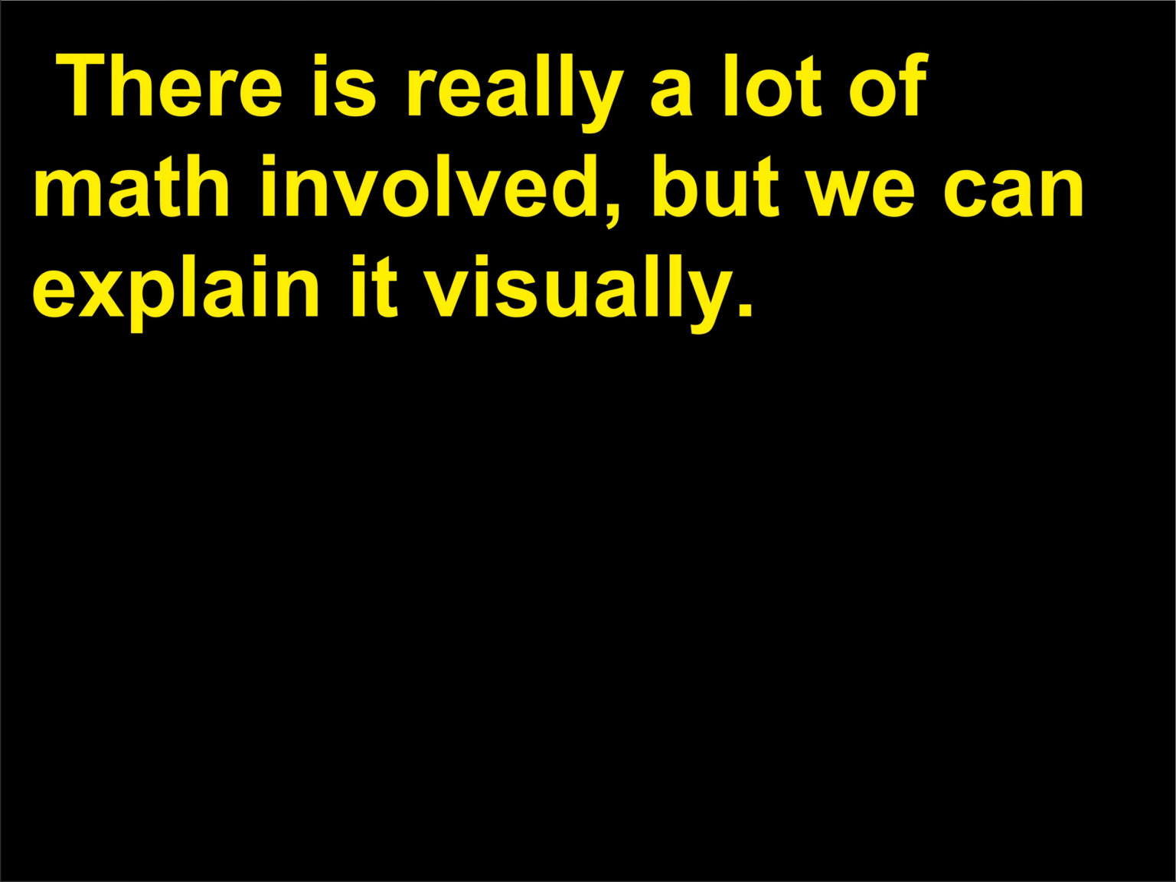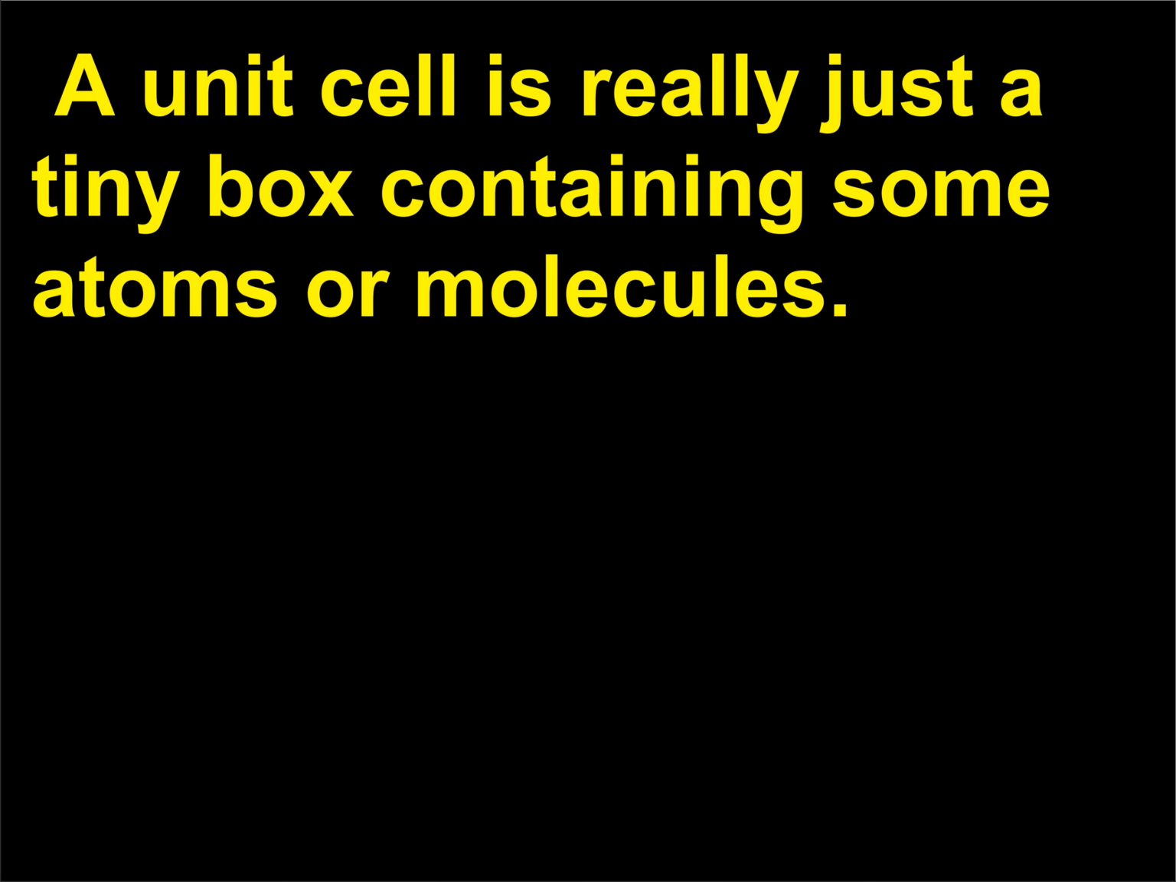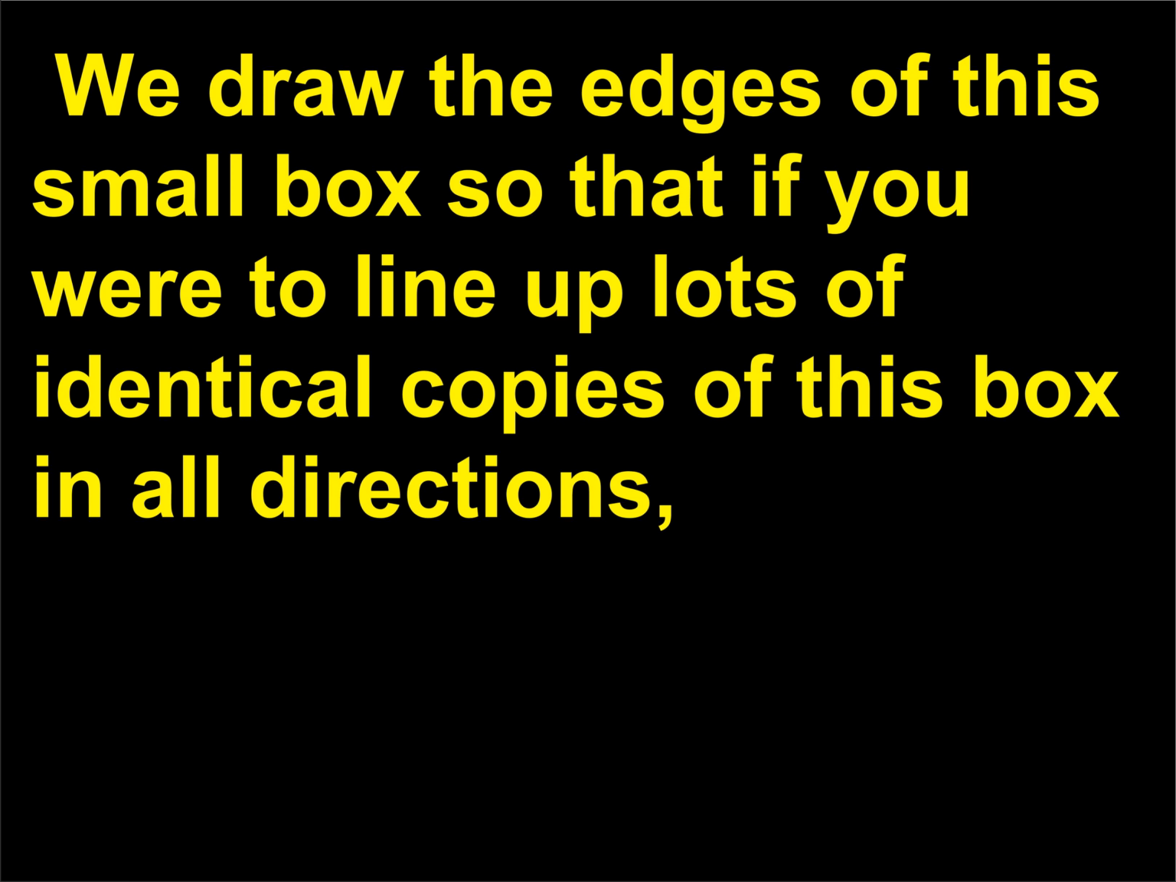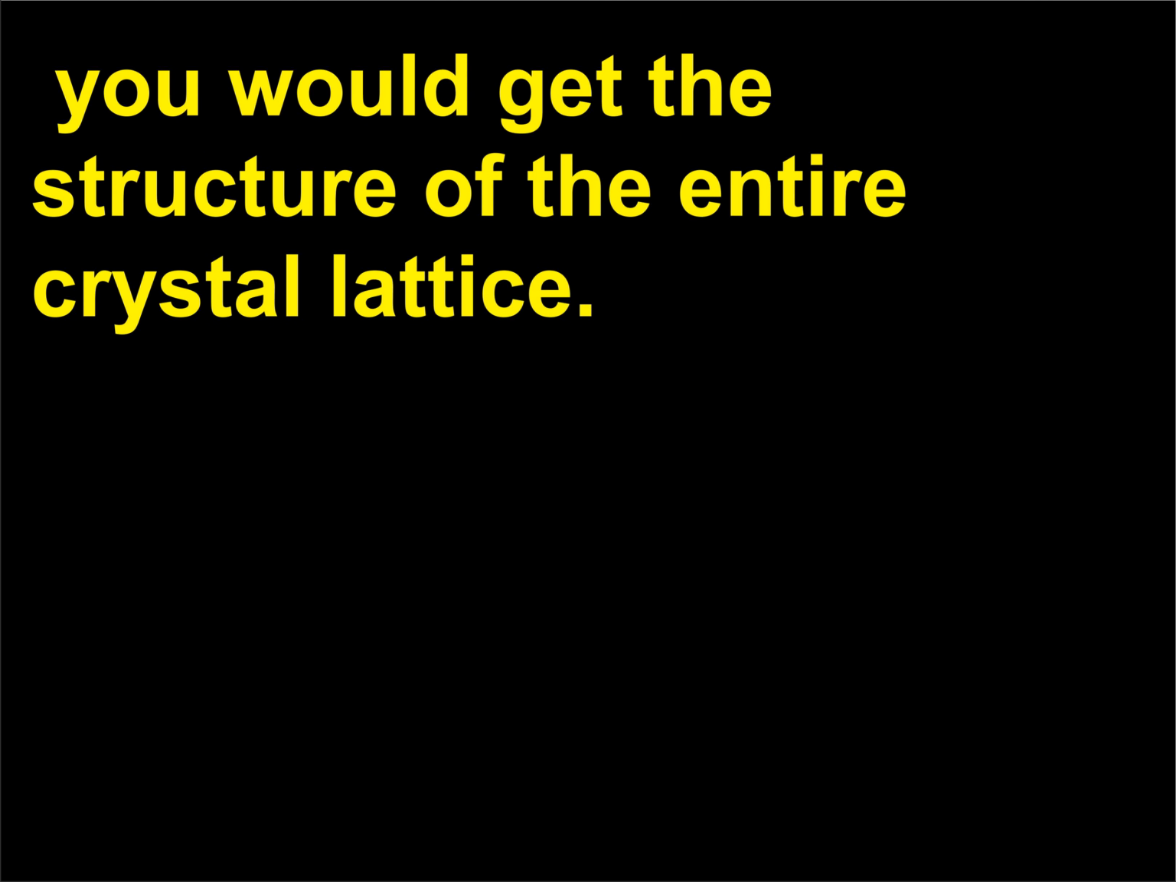There is really a lot of math involved, but we can explain it visually. A unit cell is really just a tiny box containing some atoms or molecules. We draw the edges of this small box so that if you were to line up lots of identical copies of this box in all directions, you would get the structure of the entire crystal lattice.